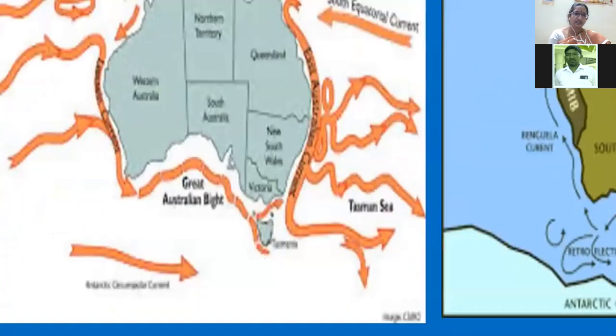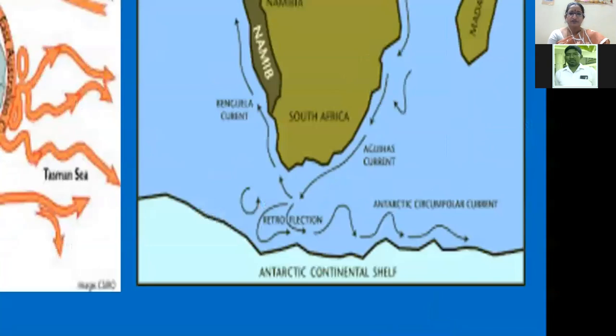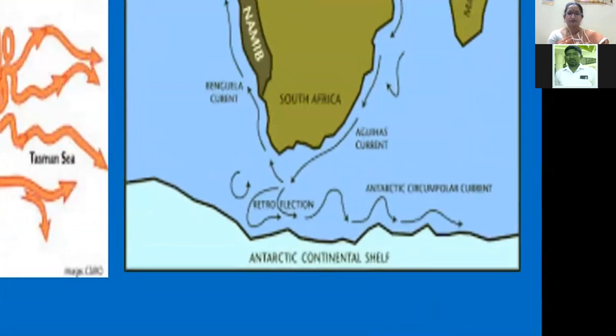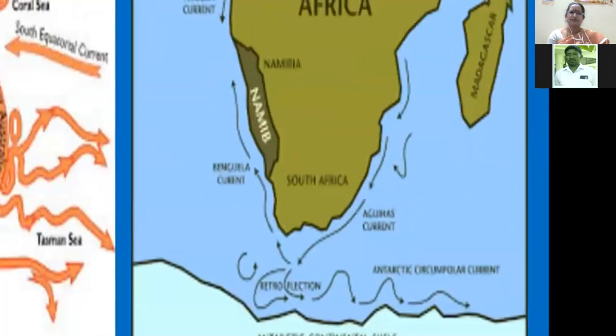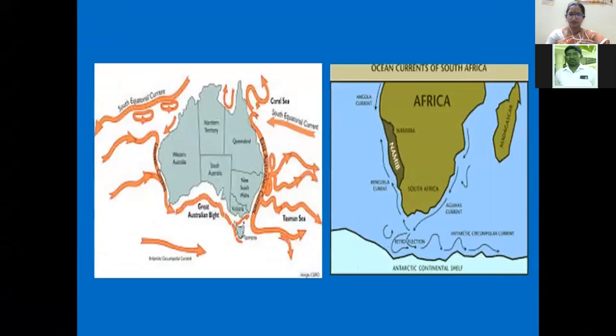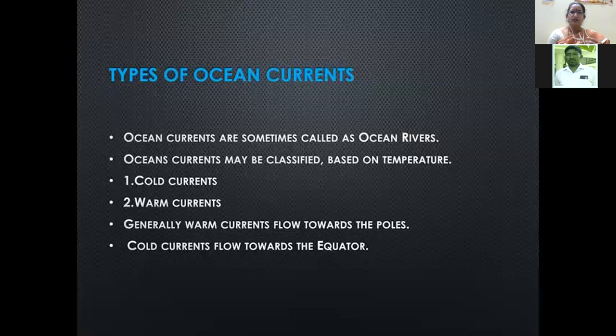Here we are observing different names. We see the blue color, which means cool. So the southern part of Africa comes under cool climatic conditions as it is coming down. In some places we find warm ocean currents, and in some places we find cool ocean currents. In the next, we are going to learn how many types of ocean currents there are.